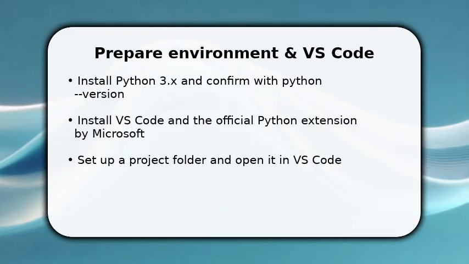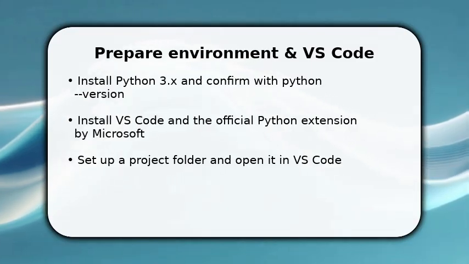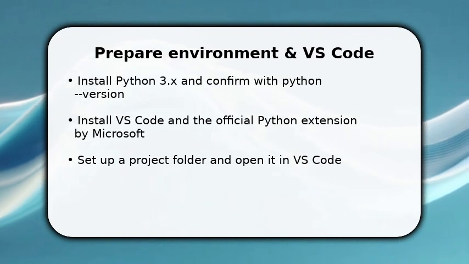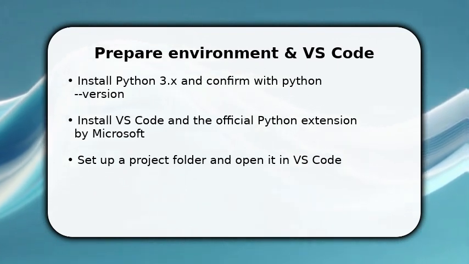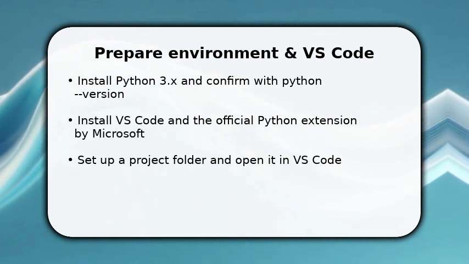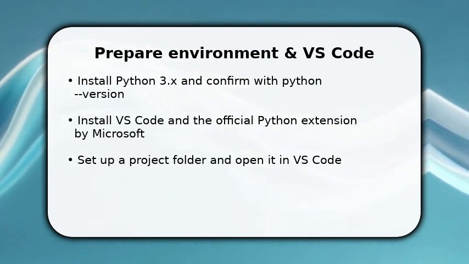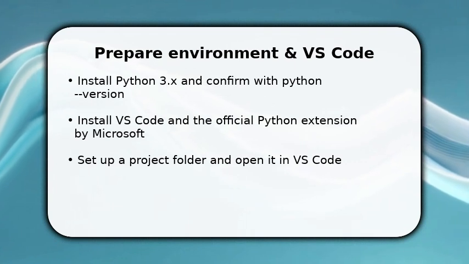Enjoy the video. You start by ensuring Python 3.x is installed and reachable from your path. Open your project folder in VS Code. Once done, install the Python extension and the Pylance language server so you get linting and IntelliSense.